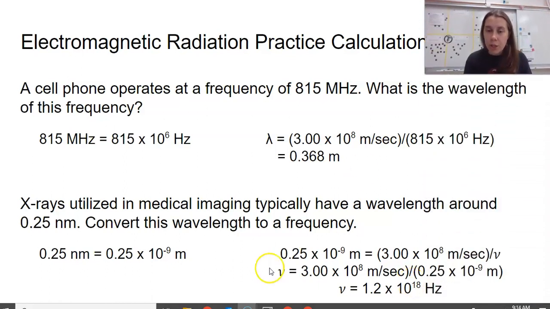We'll need to rearrange the equation because now our known value is here on the left. That's our wavelength, and that's going to be equal to the speed of light divided by the frequency. So when we rearrange that, we get that our frequency is 3 times 10 to the 8th divided by our wavelength, which is 0.25 times 10 to the minus 9th, and we get a frequency of 1.2 times 10 to the 18th hertz. Okay.